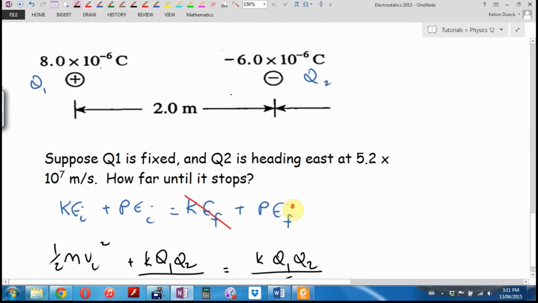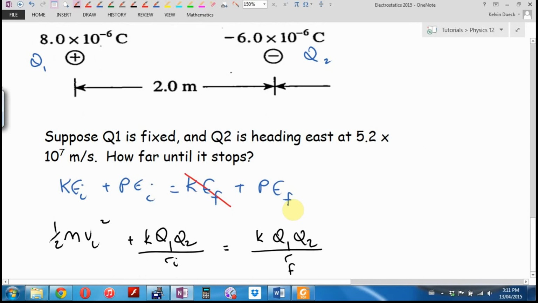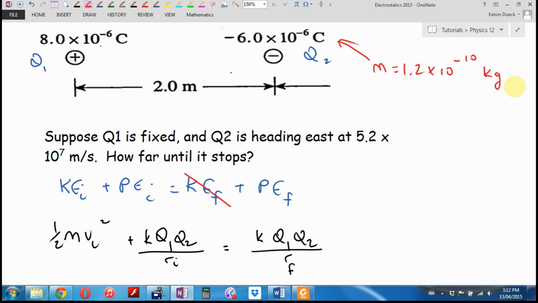Right now, I can't solve this because they didn't tell me the mass, so I would need to tell you the mass. Suppose I also said that the mass of this was, what? 1.2 times 10 to the negative 10 kilograms. What's this question asking me to find when it says how far until it stops? What's it asking me to find? I don't see a D in here anywhere. I think you thought it right, but I'm being fussy. Okay, final radius. It wants me to find RF.